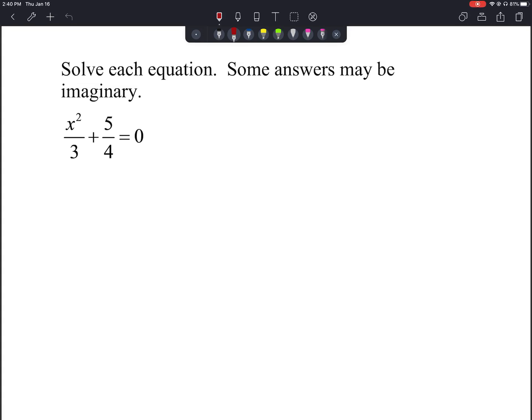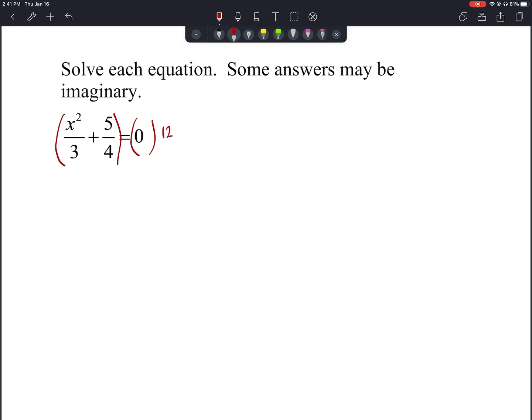This is the second to last example from the 5.3.1 notes from in class. So solve each equation. Some answers may be imaginary. We're given the equation x squared over 3 plus 5 over 4 equals 0. So we need to, first of all, let's just get rid of those fractions.